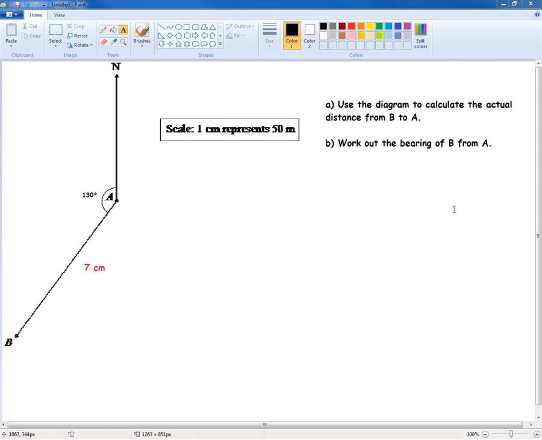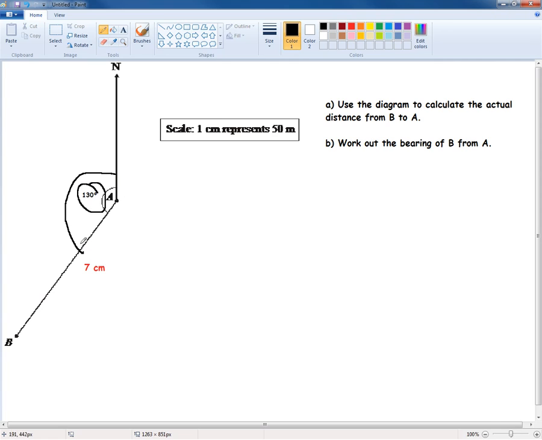Now remember, read these questions very carefully. It's very easy to get confused with the wording. So work out the bearing of B from A. We're at A and we want to know what the bearing is to point B down here. Now if we look at the question, we are given some information. We are given that this angle here, around here, is 130 degrees.